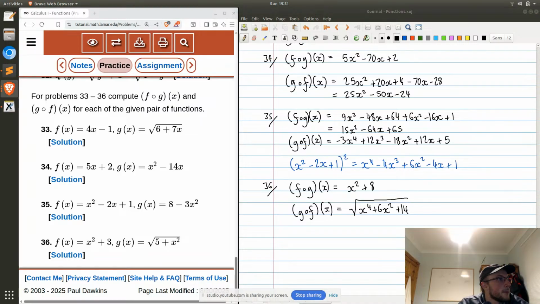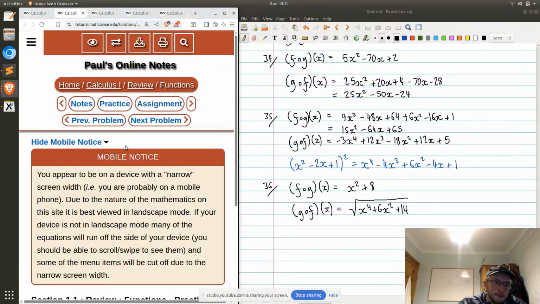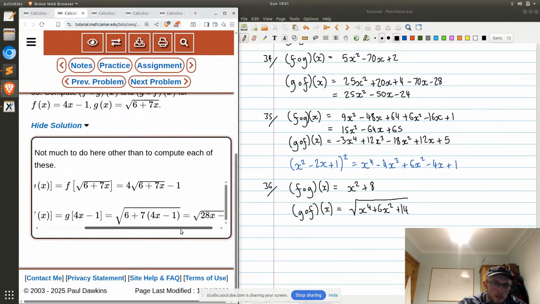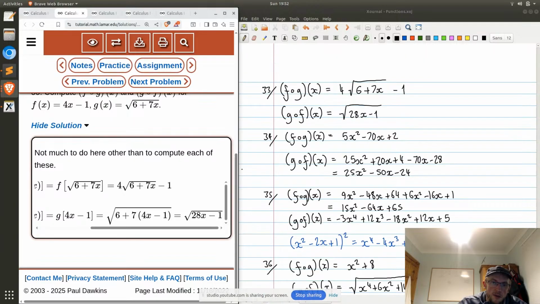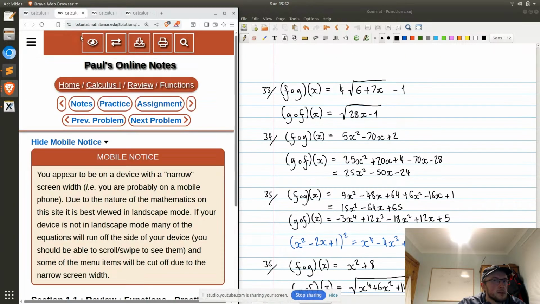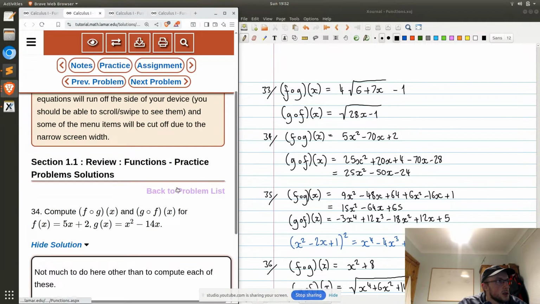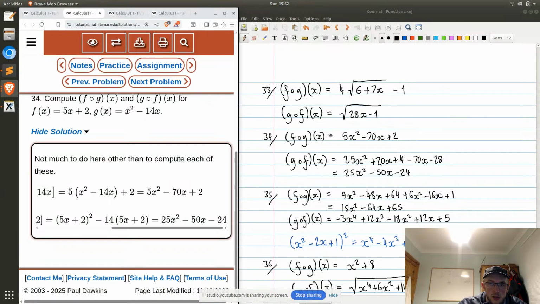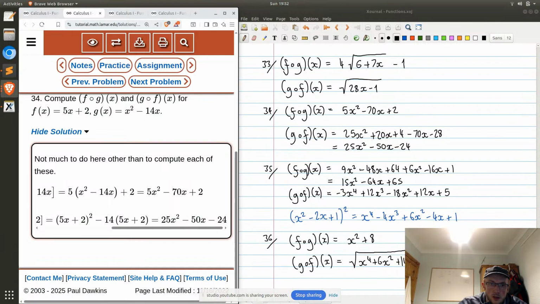Like that. And now we must check each solution. Okay, so the first was computed correctly, and so was the second, so that's good. That's correct as well.